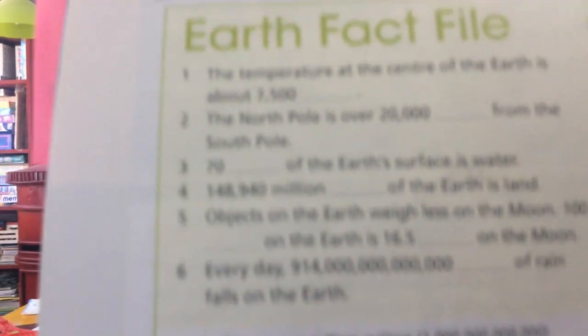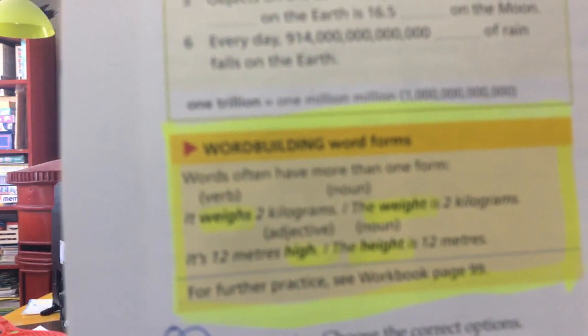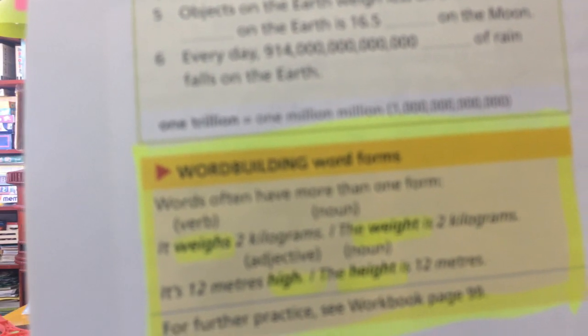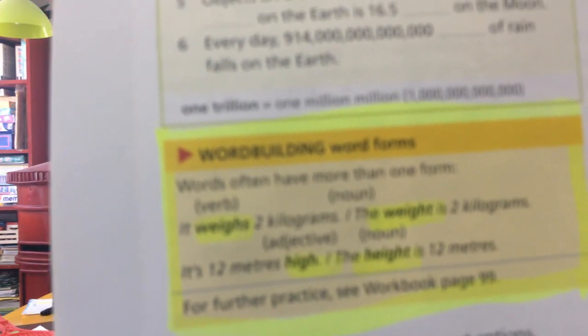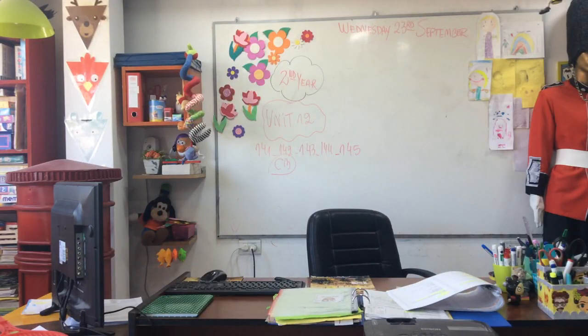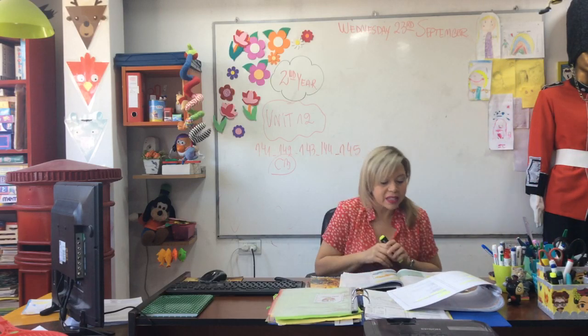So you have there the verb pesa, el peso, mide, de la altura vendría a ser, 12 metros de alto. And then la altura. Is it clear? Okay, so you have the noun, the verb. So you are going to do exercises 2, 3, 4, 5, and 6. Okay?